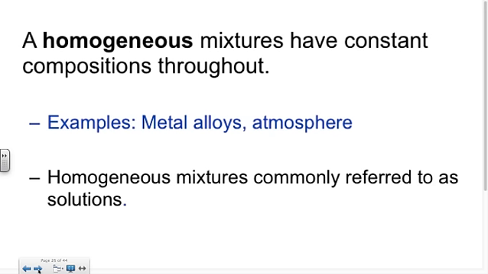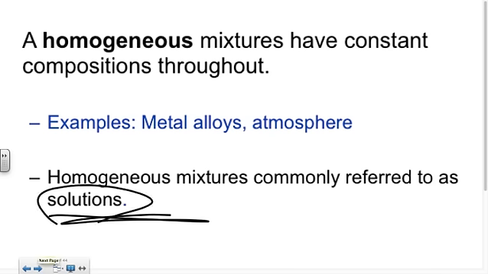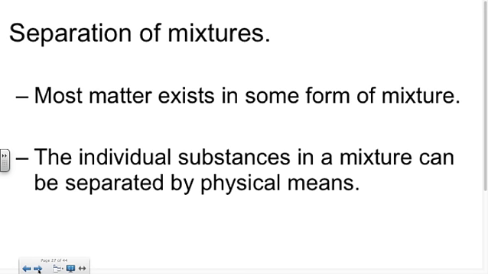And homogeneous layers are very often what we call a solution. So a solution of liquids usually, or a solution of gases, but alloys like stainless steel are solid solutions. Mixtures, unlike compounds or elements, can be separated into individual components by a physical process, and there are a variety of different processes that we're going to look at.